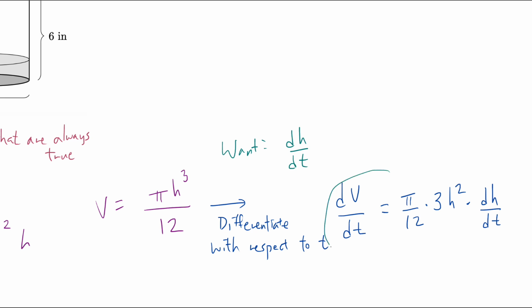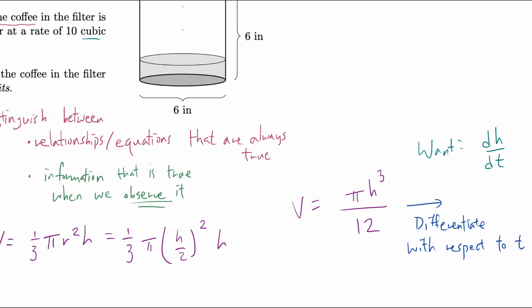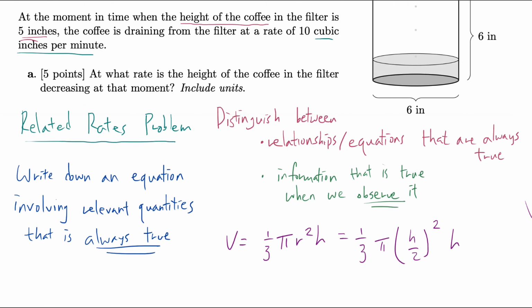And after we differentiate, now we can plug in any information. So even if it's information that was only true the time we looked at it, now is the time we plug it in. So what kind of information did we have again? We had H was 5, and we know the coffee is draining from the filter at the rate of 10 cubic inches per minute. Let's parse the second one a little bit.